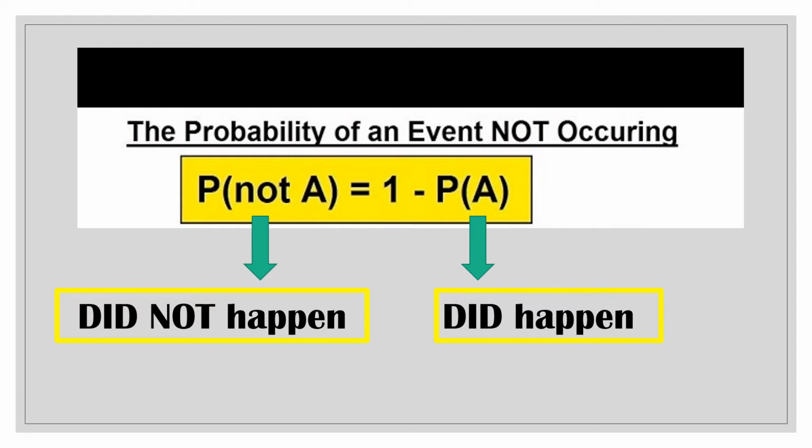To solve the probability of an event not occurring or not happening, first we have to find the probability of the event that did happen. Then after that, we can substitute it, or use the formula, to find the probability of the event that did not happen.